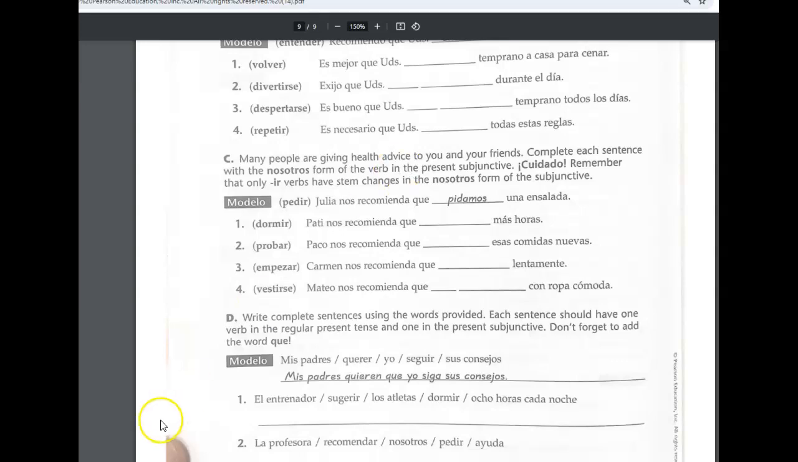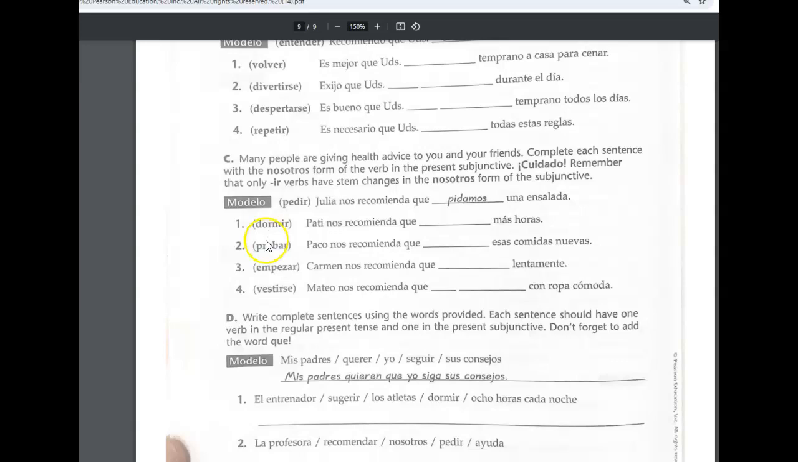Part C. Many people are giving health advice to you and your friends. Complete each sentence with the nosotros form of the verb in the present subjunctive. Remember that only ir verbs have stem changes in the nosotros form of the subjunctive. Modelo: Julia nos recomienda que pidamos una ensalada. Patty nos recomienda que dormamos más horas. No stem change. Only the verb ir has stem changes in the nosotros form.